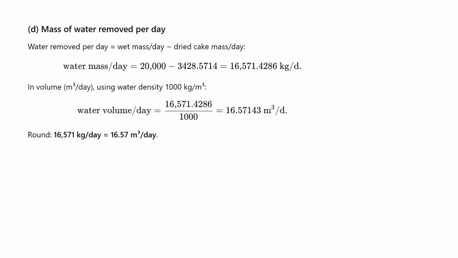If we want it in meter cube of water, density equals mass by volume, so volume equals mass by density, which is nothing but 16571 divided by 1000, which is equal to 16.57 meter cube per day. Okay, so that's it.